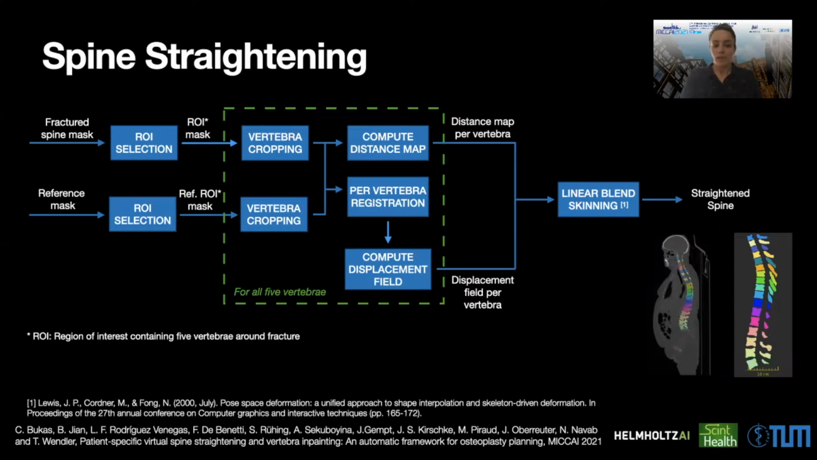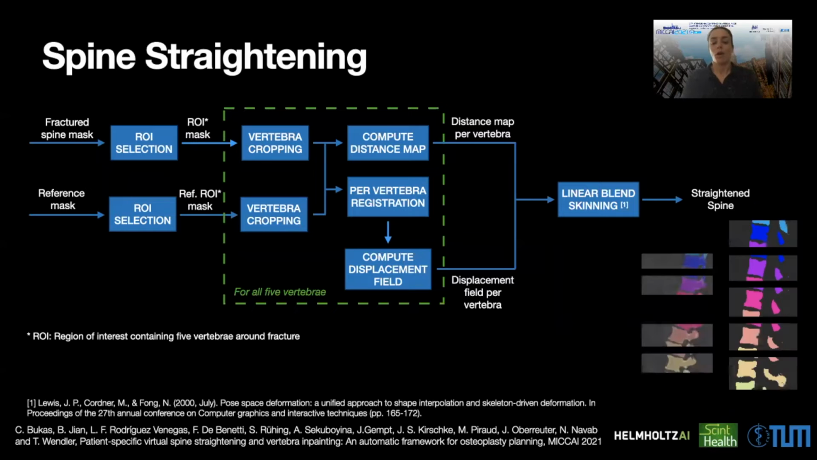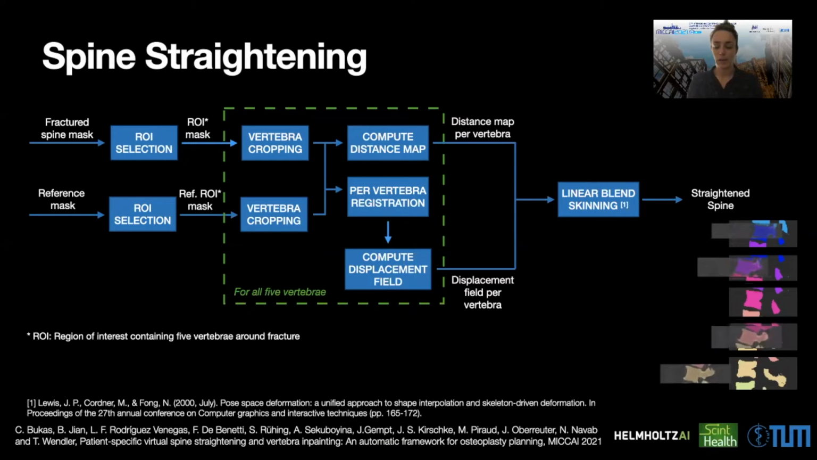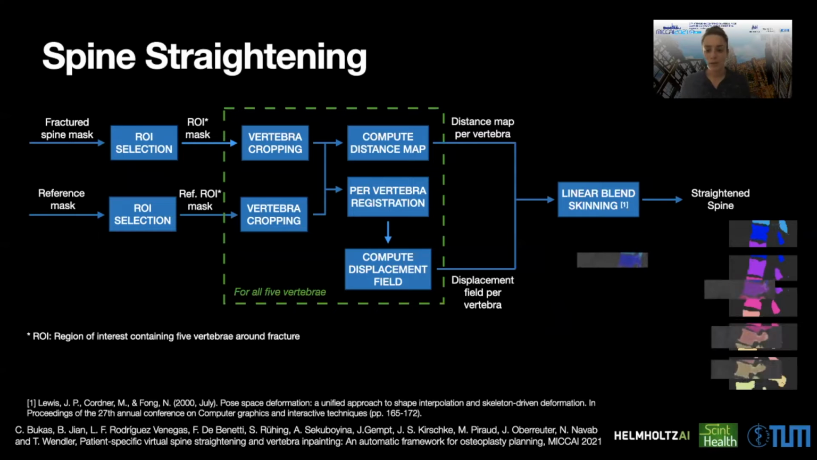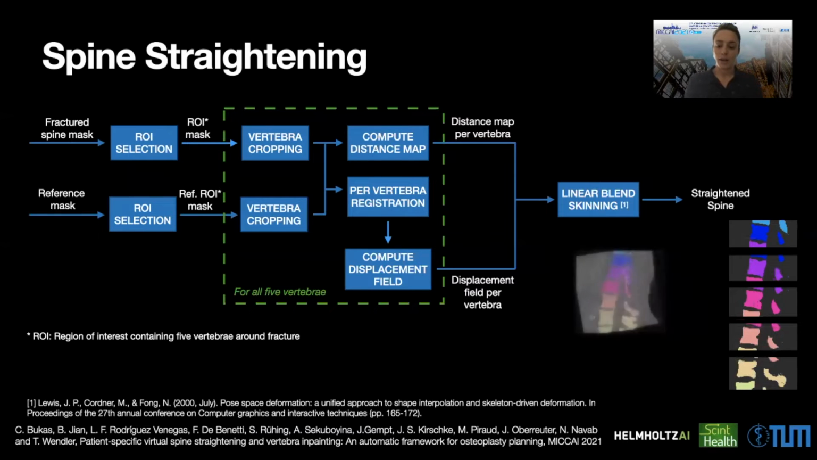We first select a region of interest around the fracture. Next, we perform vertebra cropping, and from these, perform a per-vertebra rigid registration. From here, we can then compute the displacement fields, which are finally compounded using linear blend skinning in order to acquire this final straightened spine.